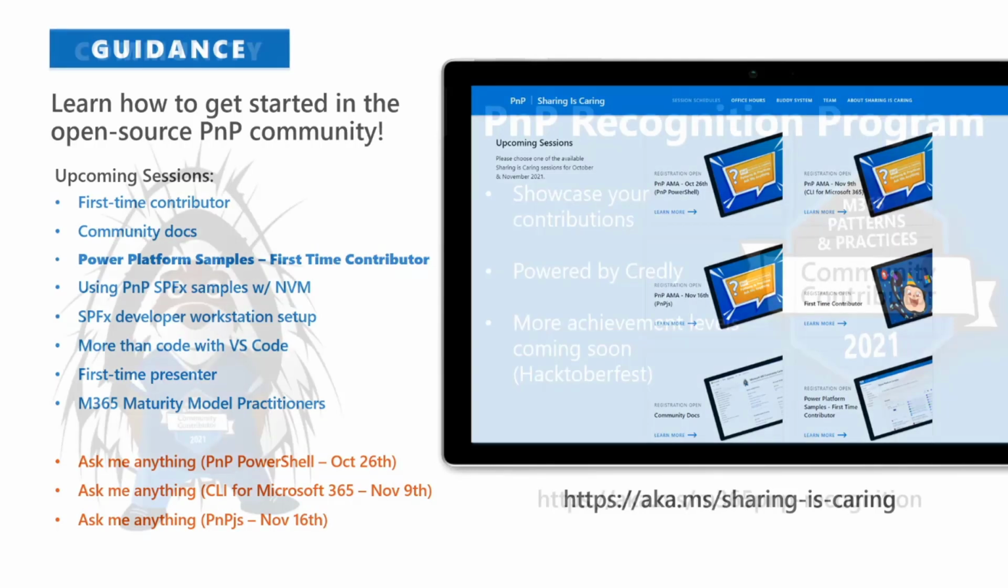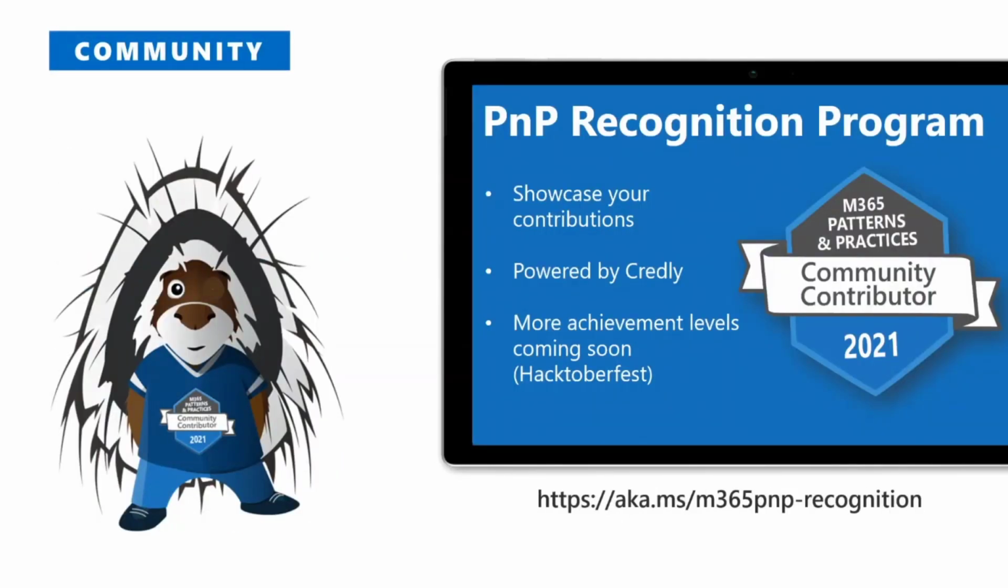Now, if we move to the next slide, when you do start getting more involved, we want to celebrate it. We want to recognize it. The PnP recognition program is here to do exactly that. We're partnering with Credly to provide you badges, digital eco-friendly badges that you can assign to your LinkedIn profile that you can share with the community. They will sit right next to your Microsoft certification badges, and we've got more and more coming. Be on the lookout. You saw the Bavarian Parkers out there. We've got the Hacktoberfest badge coming any moment. Super excited with even more achievement levels coming soon.